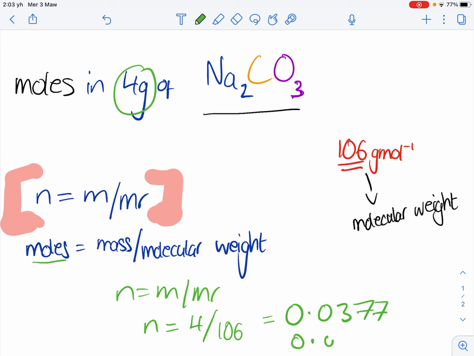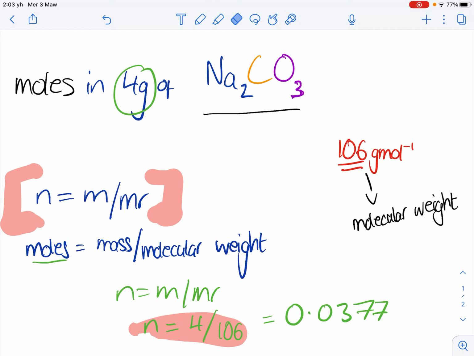Some of you may be tempted to write 0.04, or some of you may be even tempted to write 0.038. As long as I can see how you actually got to that number, so in other words, as long as you show me your working out, which is kind of this part here, it's fine. I'm not too concerned right now how you actually round that final number, as long as I know where it came from.